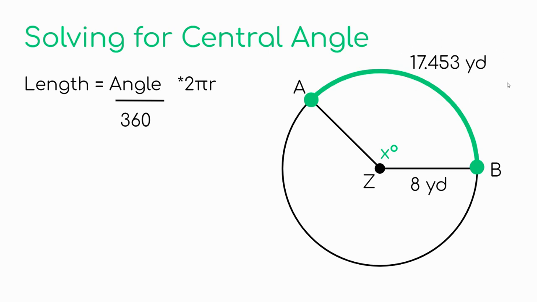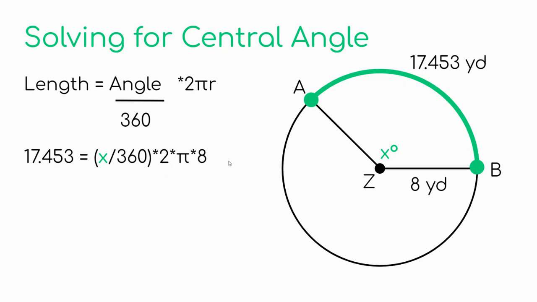17.453 yards. My angle now I don't know, so I'm going to plug in x for angle. My radius is 8. So I went and plugged everything in. So now my x is in the middle of this formula. All right, so just like before, we're going to combine some like terms. This is how I recommend doing it. Combining everything outside these parentheses.